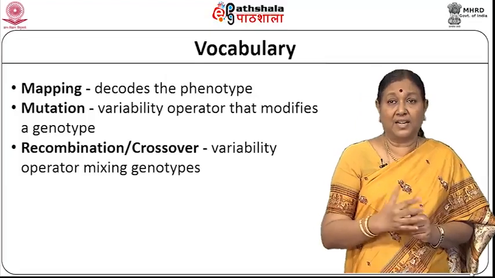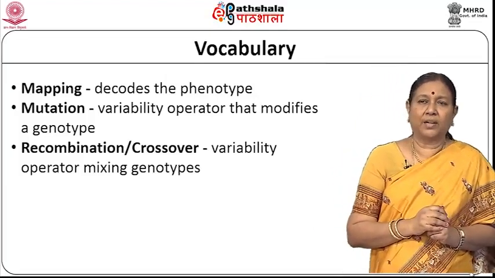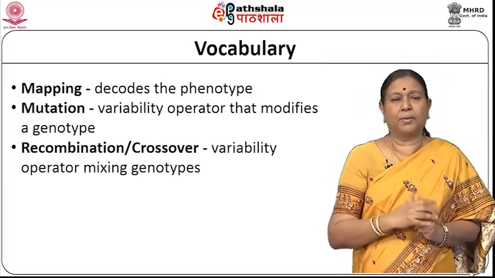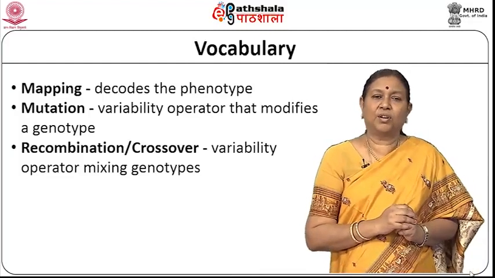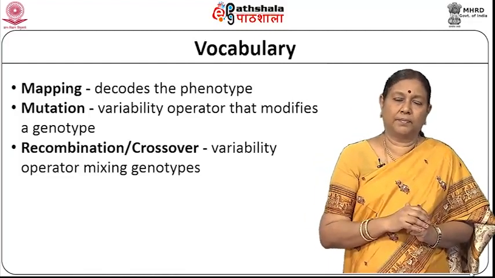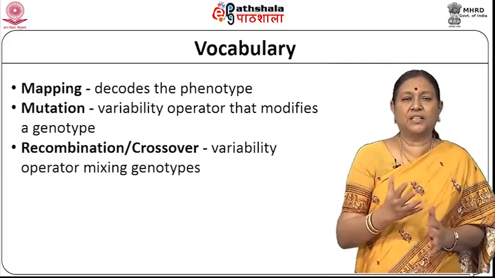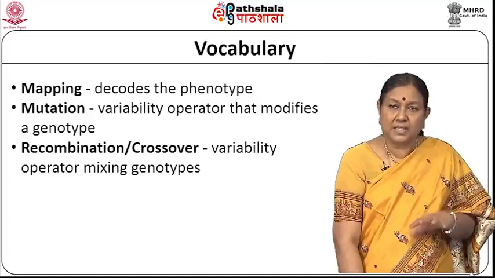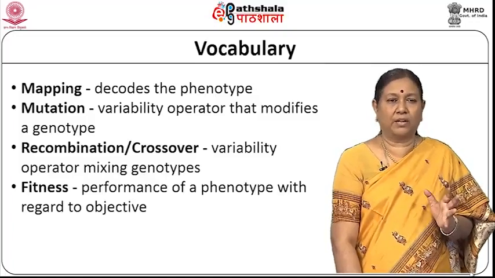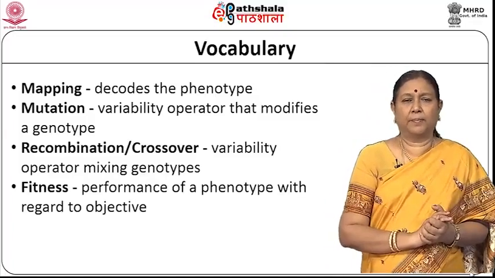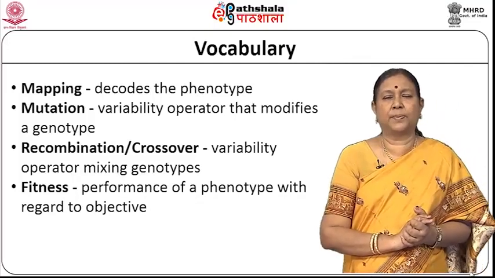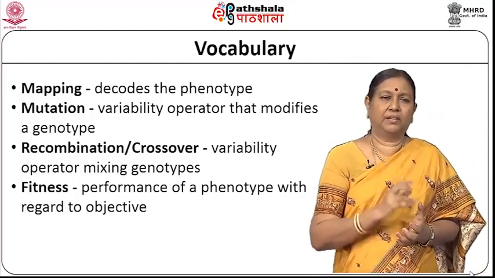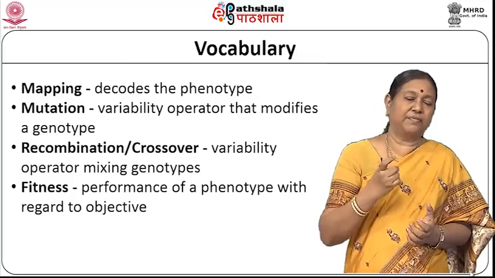If you have studied mutation, crossover and all that in your biology, you will remember what this means. Recombination or crossover is a variability operator mixing genotypes. Modifying a genotype is mutation, mixing genotypes is crossover or recombination, and fitness is the performance of a phenotype with respect to an objective. So, everything is decided by fitness.